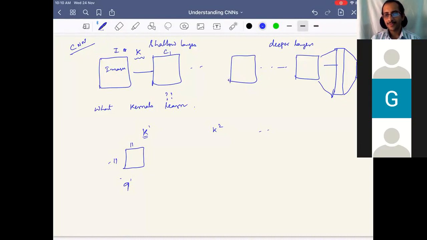So in shallow layers, kernels will learn elementary features like edges and key points. These essentially learn some features of the image which are important to make a decision. So if we want to say that this is a cat, or a person, or a car, there are some important features. Those important features may be shape-based features, or maybe some kind of texture-based features, and so on.